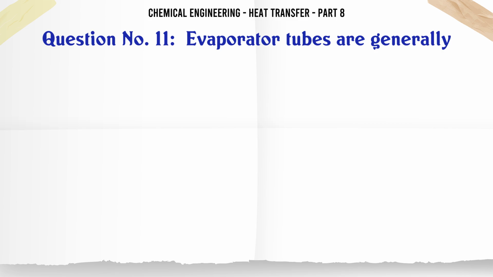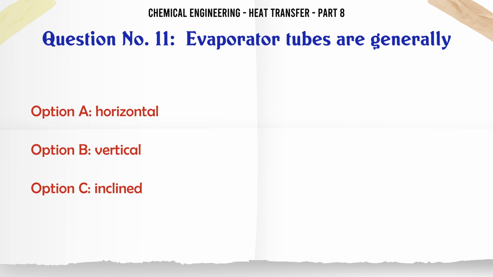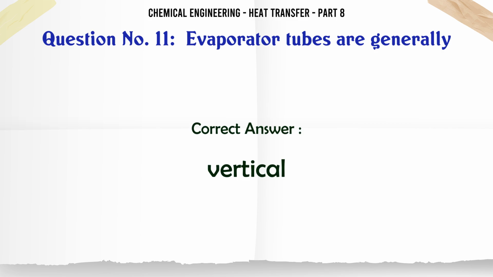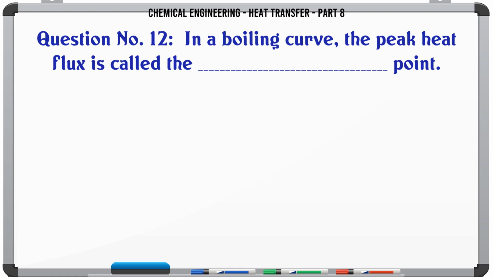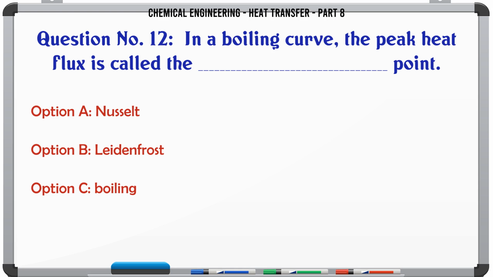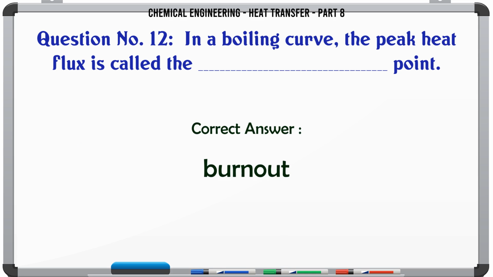Evaporator tubes are generally A. Horizontal, B. Vertical, C. Inclined, D. Random. The correct answer is vertical. In a boiling curve, the peak heat flux is called the point. A. Nusselt, B. Leidenfrost, C. Boiling, D. Burnout. The correct answer is burnout.